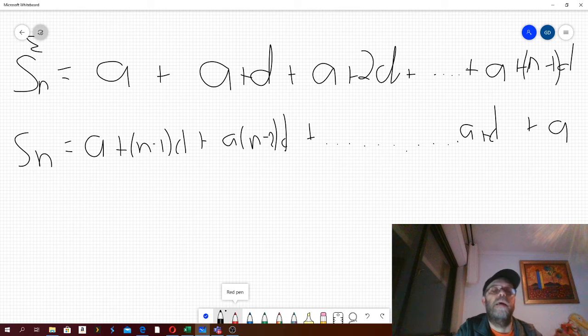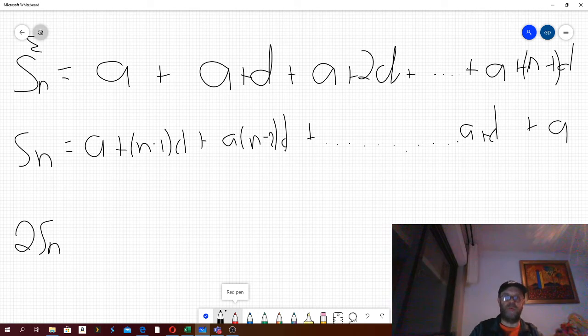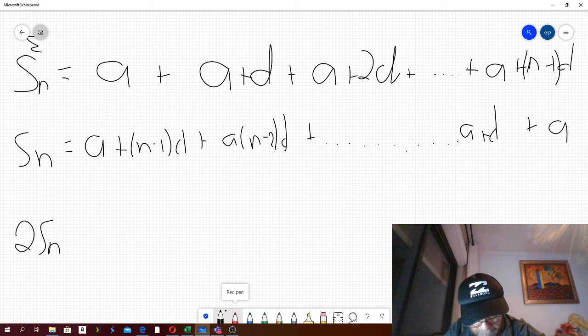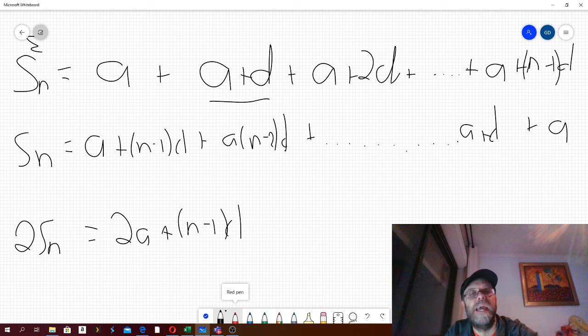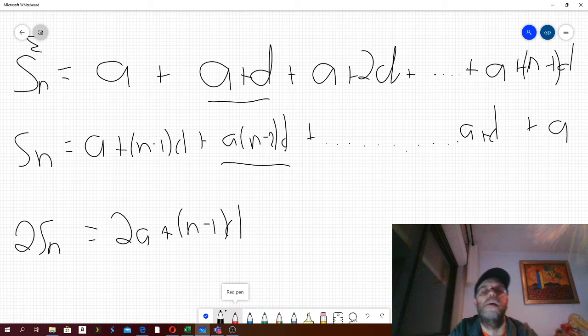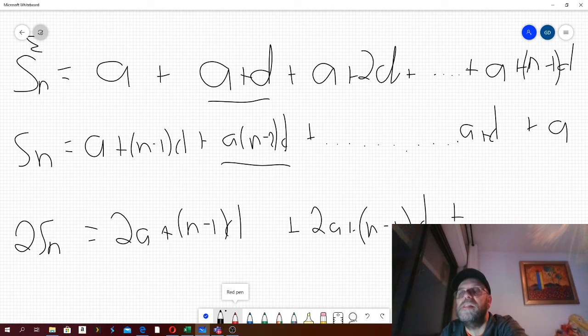Okay, now if we add these two things together, on this side we'll have two sums, double the sum that we would have had. We'd add a plus a, which gives me 2a, and then we'd have n minus 1d. Okay, and then we add this a plus d and this a plus n minus 2d, and we'd get another 2a plus n minus 1d. And we kept going all the way, and you can see even at the end here, you've got a plus n minus 1d, which is again 2a plus n minus 1d.